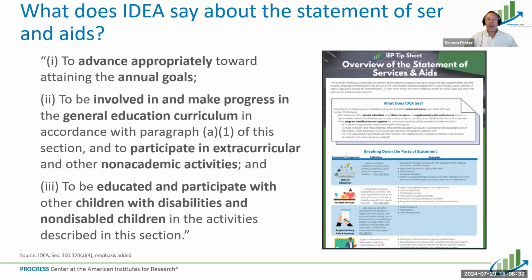So the idea about the statement of aids and services is that we want to make sure the things we set up help the student advance appropriately towards those annual goals, be involved in and make progress in the general education curriculum, and participate in extracurricular and non-academic activities. And they're educated and participate with other children with and without disabilities as much as possible. So those are the three things that the statement of aids and services through IDEA says have to be considered when you're writing that statement and thinking about what that student needs.